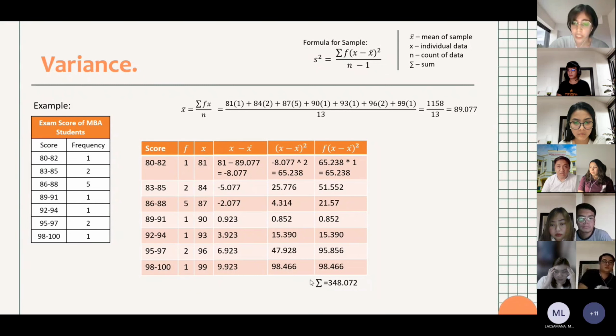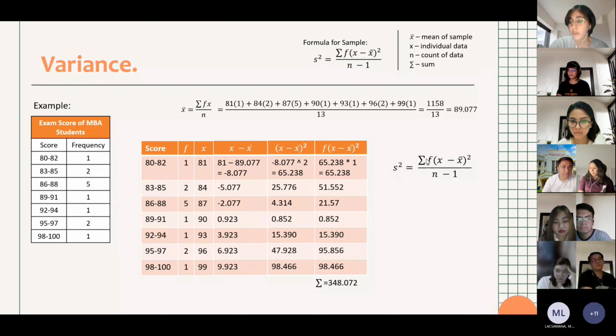Ang makukuha natin is 348.072. Since nakuha na natin yung mga data na kailangan natin, ipa-plot lang natin siya doon sa ating formula. Again, the formula is S squared is equals to summation of the product of F and X minus mean squared, all divided by n minus 1.